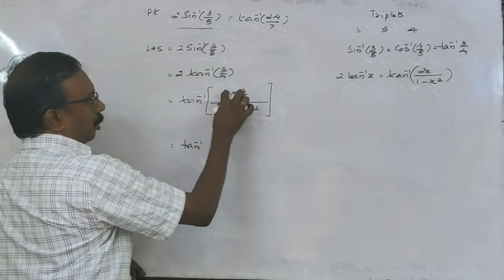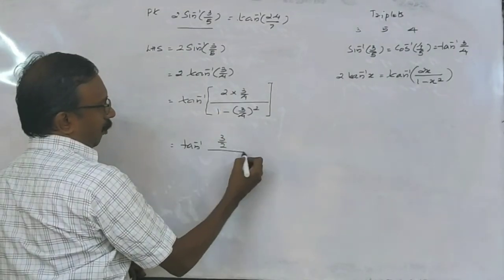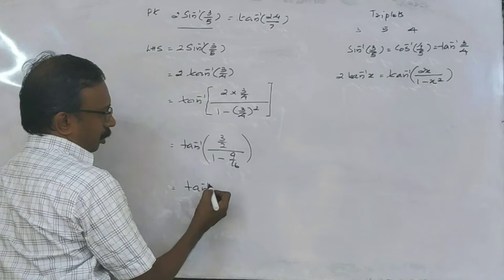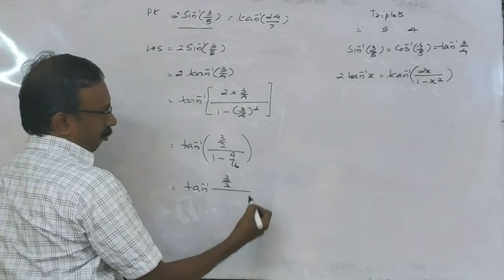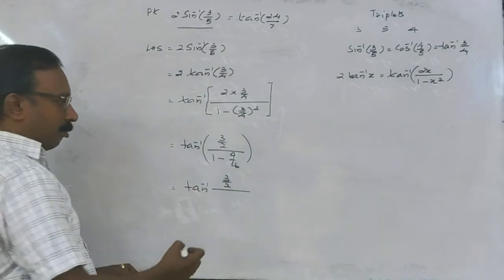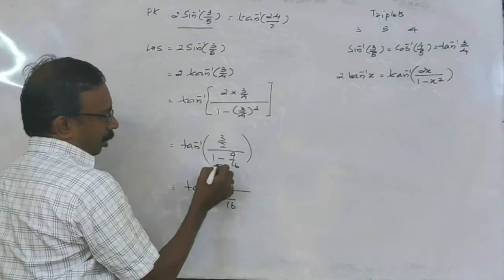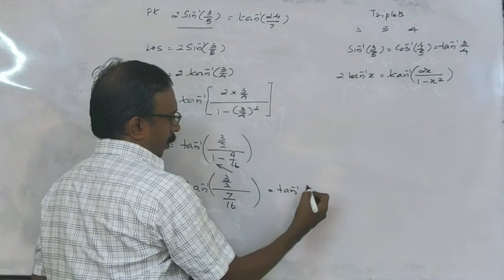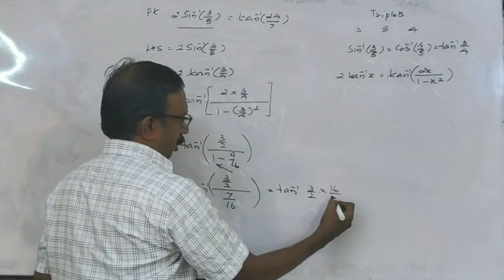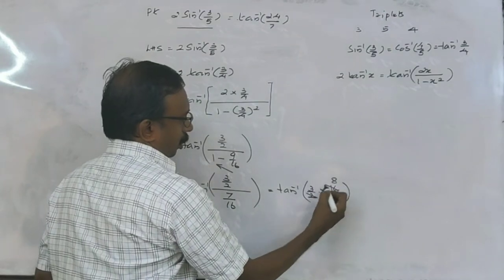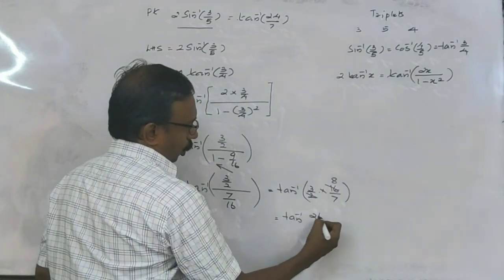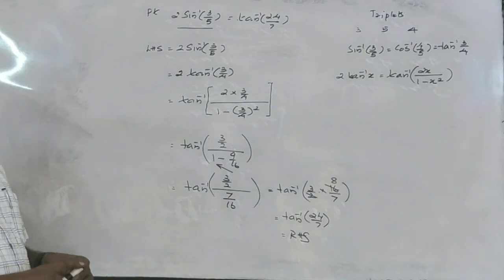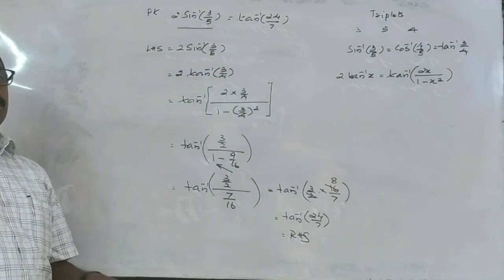Tan inverse 3 by 2 divided by 1 minus 9 by 16. That is tan inverse 3 by 2 divided by (16 minus 9) by 16, that is 7 by 16. That is tan inverse 3 by 2 into 16 by 7. So tan inverse 24 by 7, which is RHS, isn't it? Similarly, we can show 2 sin inverse 3 by 5 is equal to tan inverse 24 by 7.